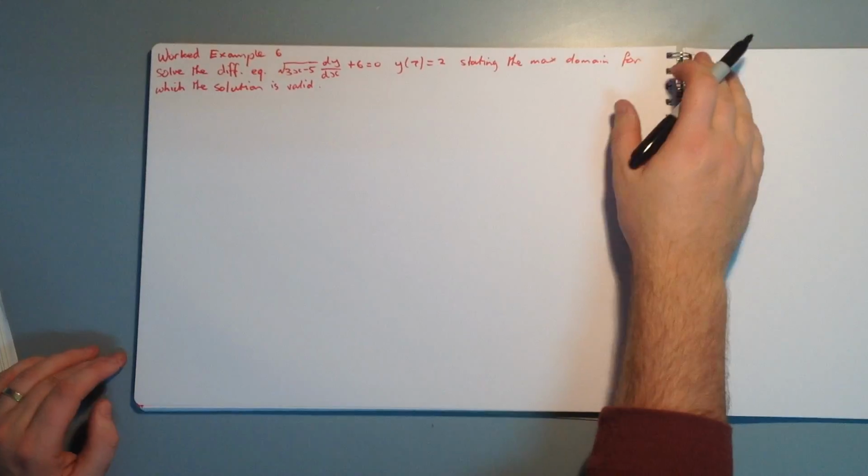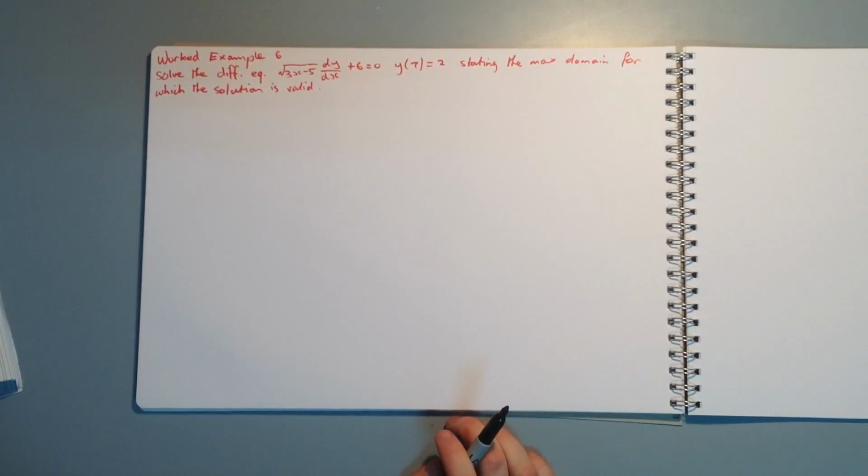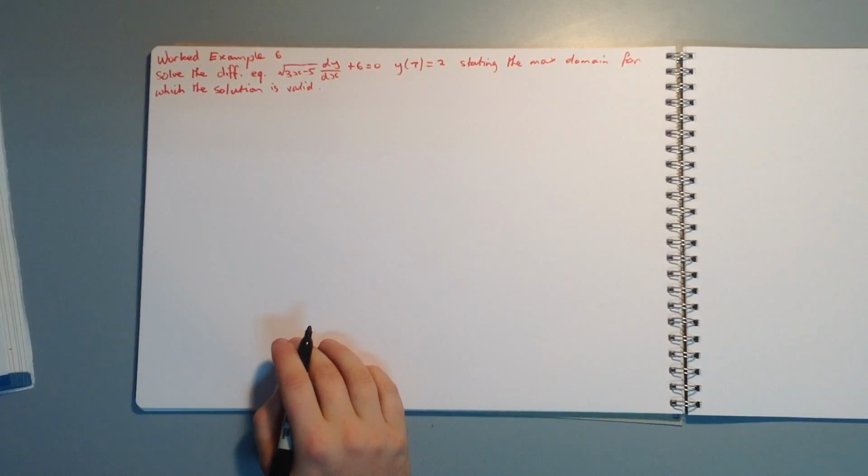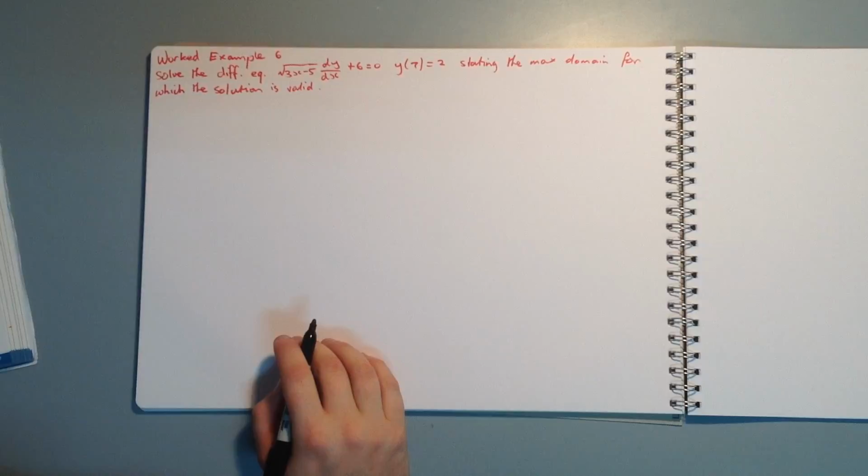Our next worked example, we've got 2 to go. It's worked example 6. Solve the differential equation, square root of 3x minus 5 dy dx plus 6 equals 0, where y of 7 equals 2, and we need to state the maximal domain for which the solution is valid. That last bit doesn't come into it till the very end. So we just go through it as we would.